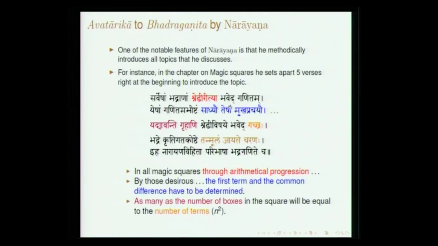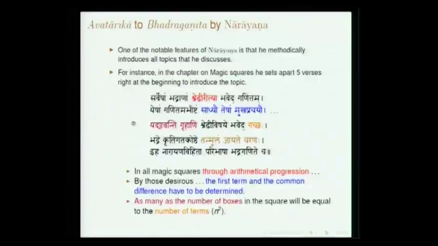Then, "sarvesham bhadranam shredhi ritya bhavet ganitam." This is an interesting statement, as you will see. He says that for all the magic squares that you will be discussing, the fundamental thing that will be made use of is a certain arithmetic progression. This arithmetic progression is referred to as shredhi. Shredhi is a sort of step, so it increases by d, and that is why it is called shredhi ganitam. You make use of a certain arithmetic progression, and then you do the magic square.